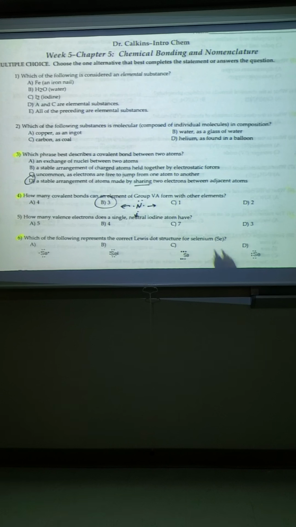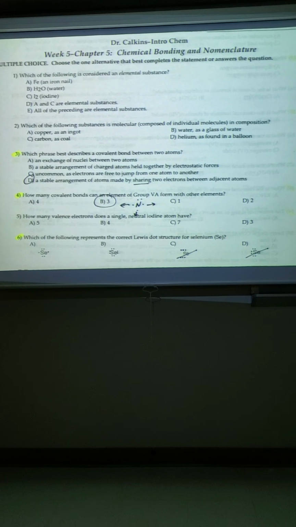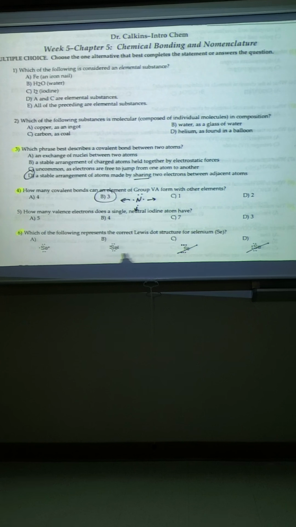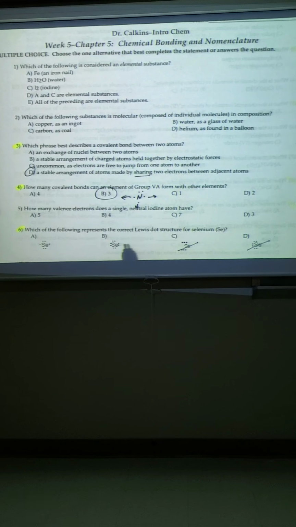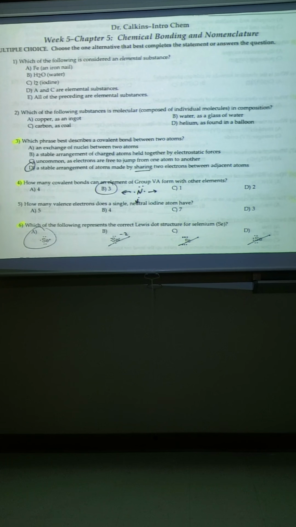Number 6 says, what is the Lewis dot structure for selenium? One on each side, so that's weird. So then we're down to this one. Here's 6, here's 8. So this one would be a selenium -2, but not the answer. So there we have A.